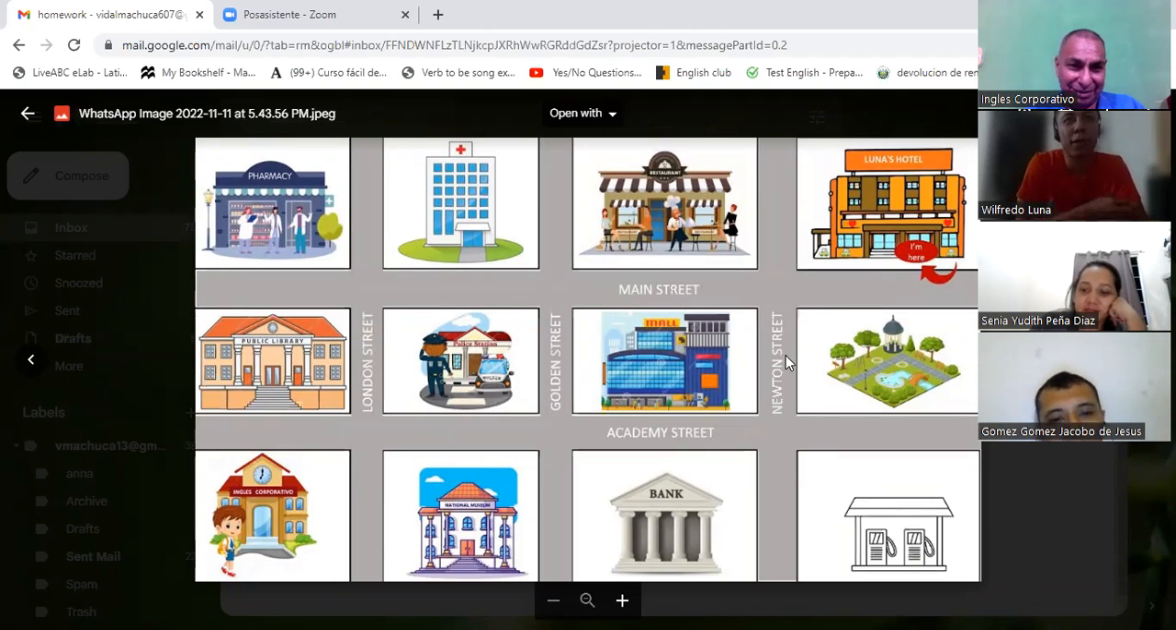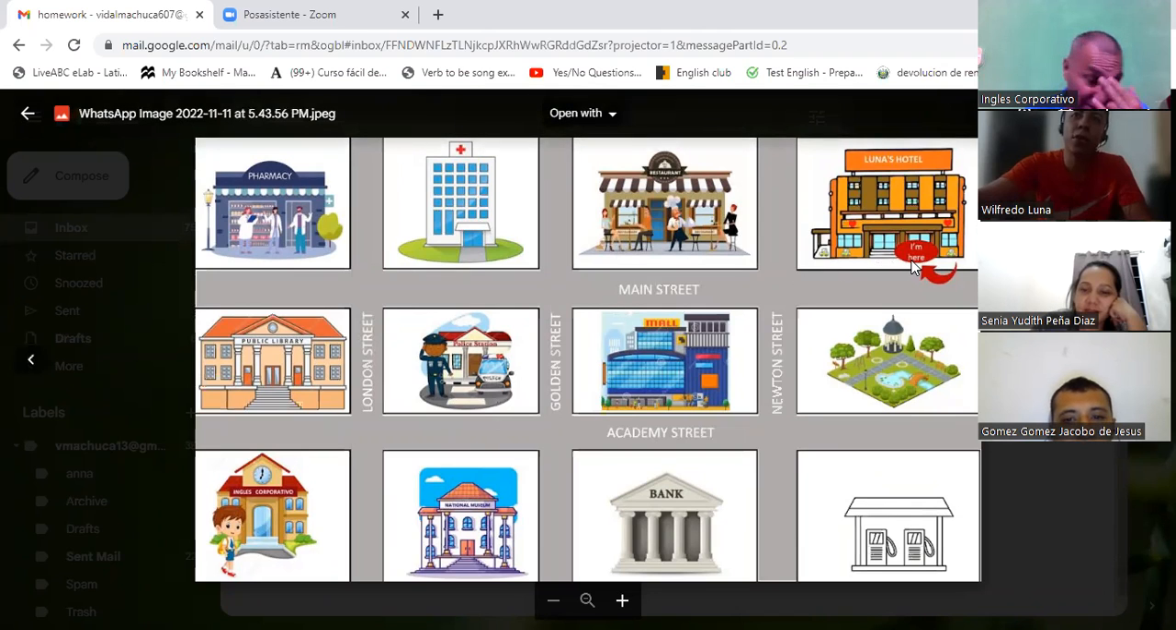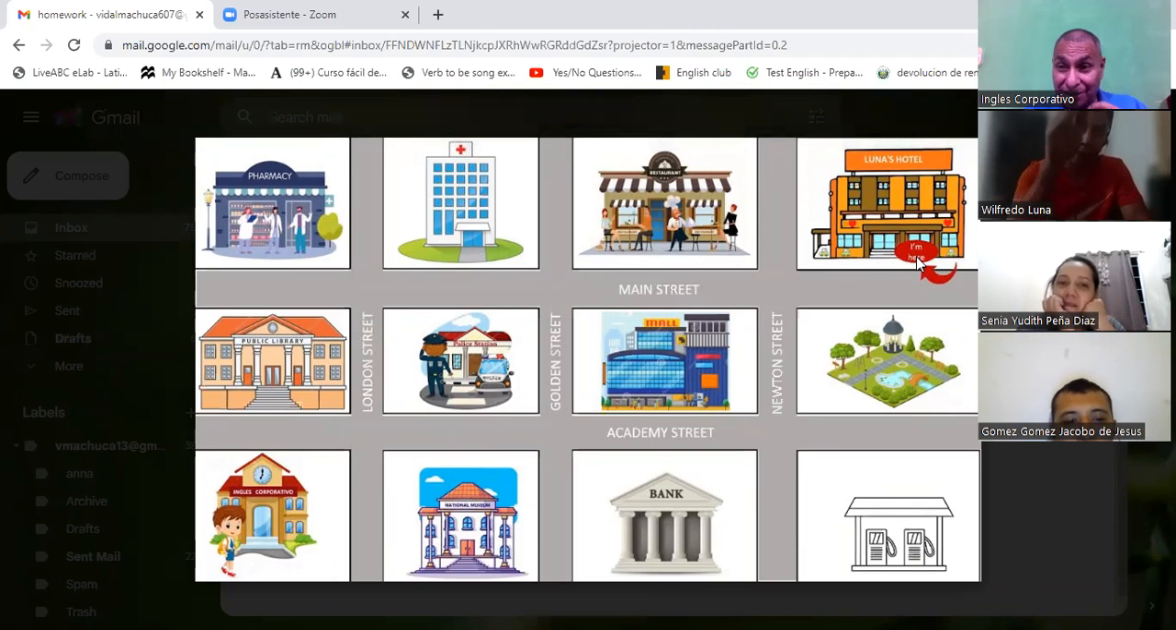I'm supposed to be at Luna's Hotel. Okay, yes, the arrow is showing I'm here. Excuse me, would you mind helping me to get to Inglés Corporativo, please? Let me see where Inglés Corporativo is. Academy Street, Inglés Corporativo. Yes, of course. Absolutely.